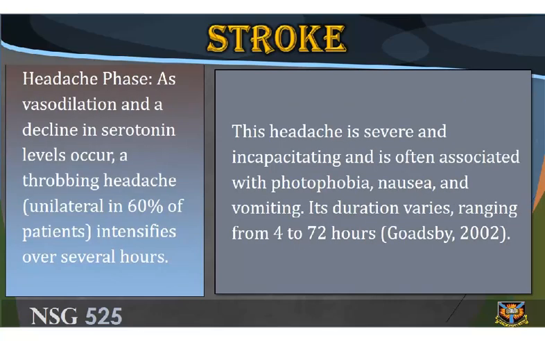Headache phase. As vasodilation and a decline in serotonin level occur, a throbbing headache, unilateral in 60% of patients, intensifies over several hours. This headache is severe and incapacitating and is often associated with photophobia, nausea and vomiting. Its duration varies, ranging from 4 to 72 hours.